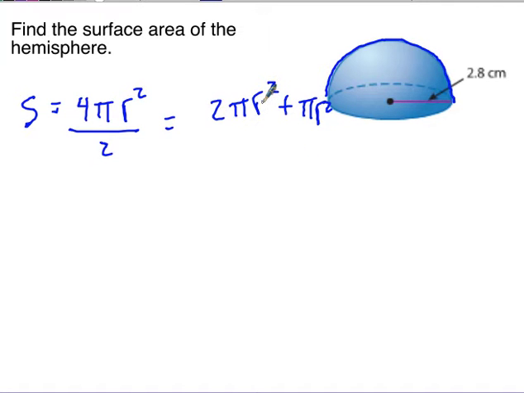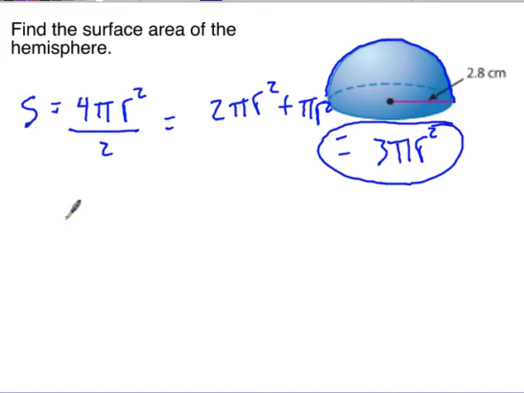Okay, so if you have 2 pi r squared plus 1 pi r squared, what do you end up with? 3 pi r squared. That's the surface area of a hemisphere. Now that we know this is the formula we want to use, 3 pi r squared, we can do this. Surface area equals 3 times pi times 2.8 squared.